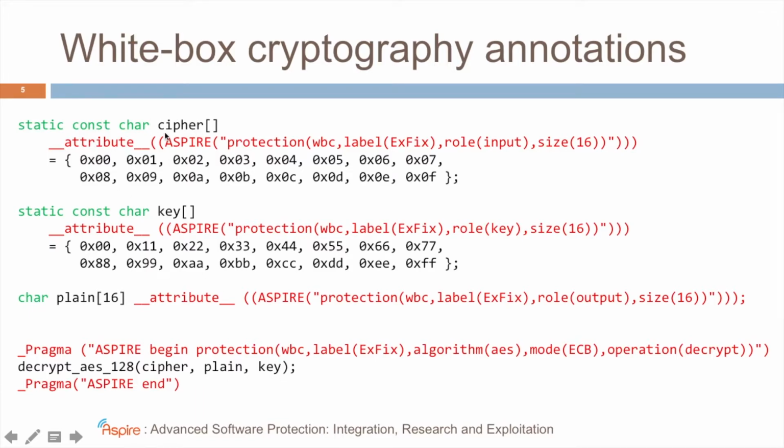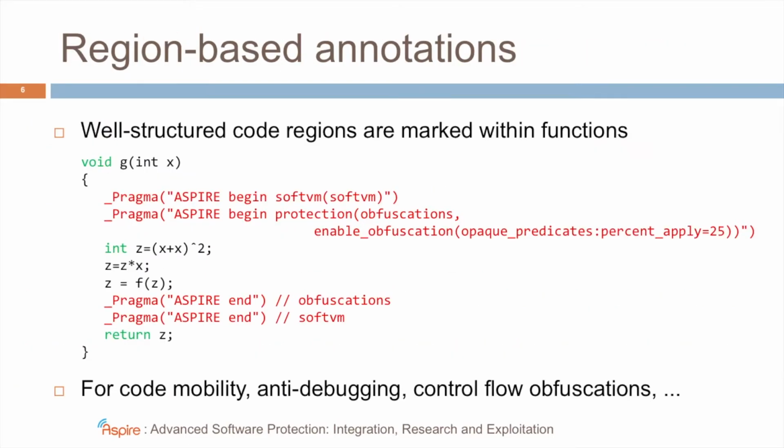For example, for the cipher array here, we specify that it serves as a 16-byte input to a crypto routine that was labeled with xfix. And you see this label not just here, but you also see it here where we define the key, here where we define the output array, and here where we actually annotated the call to be replaced by a white box crypto primitive invocation.